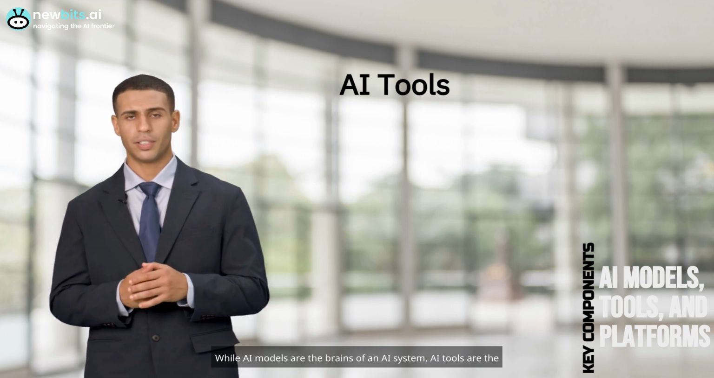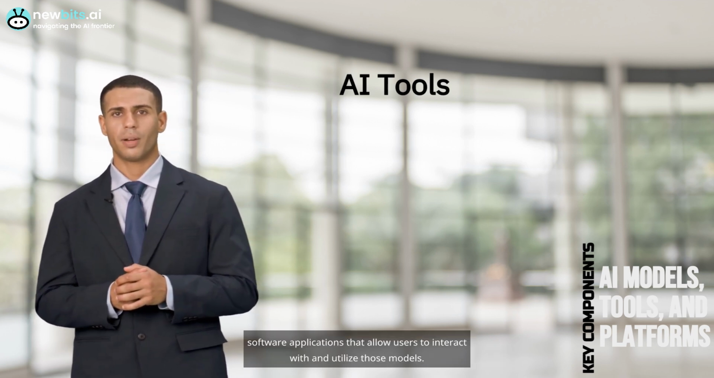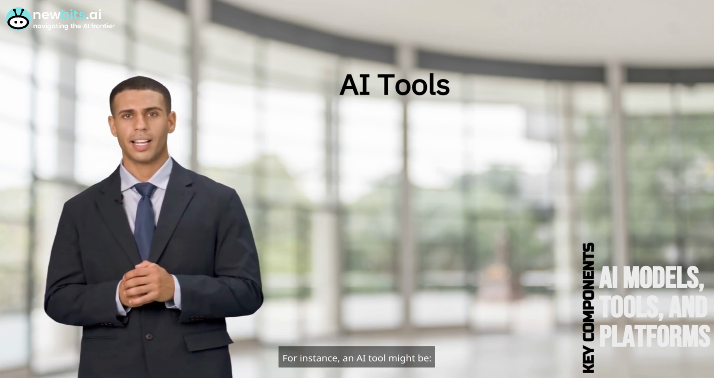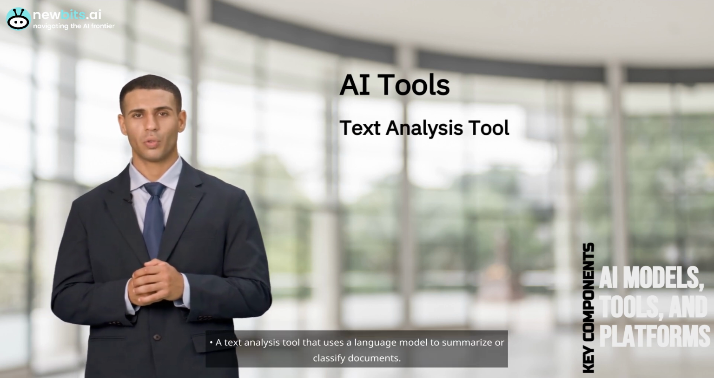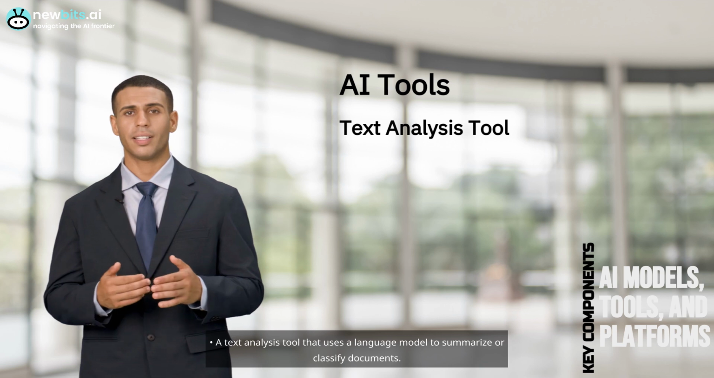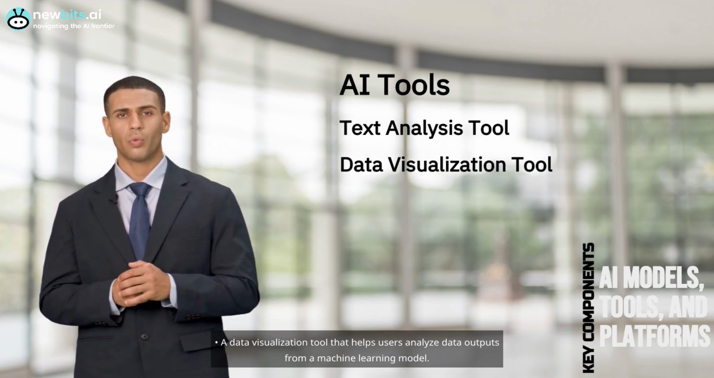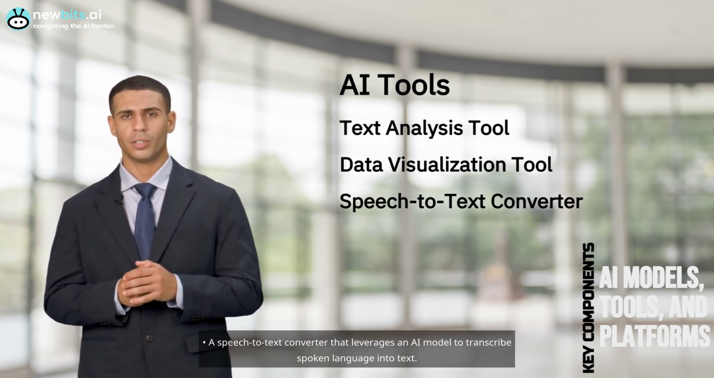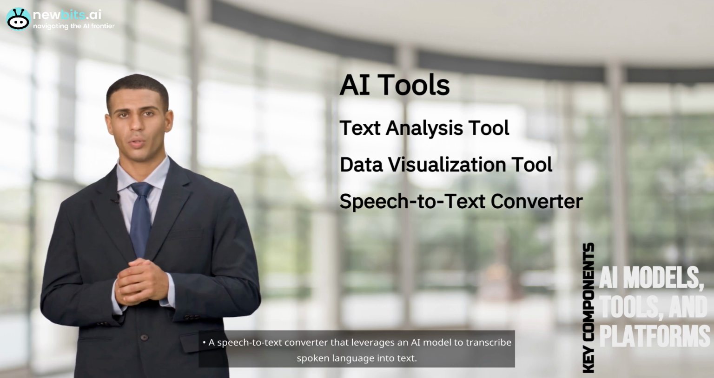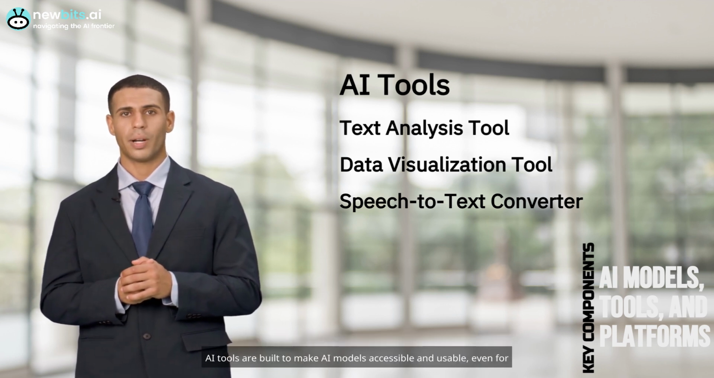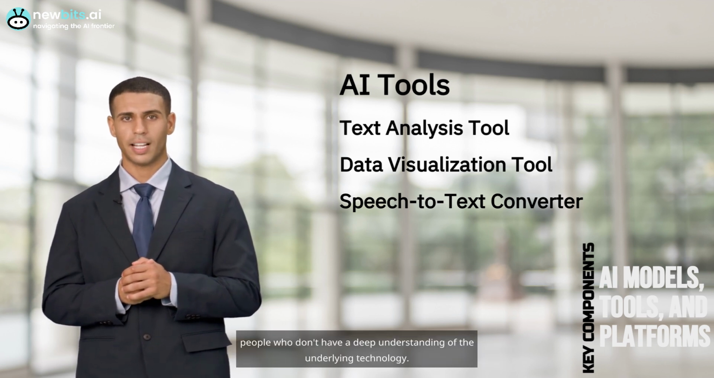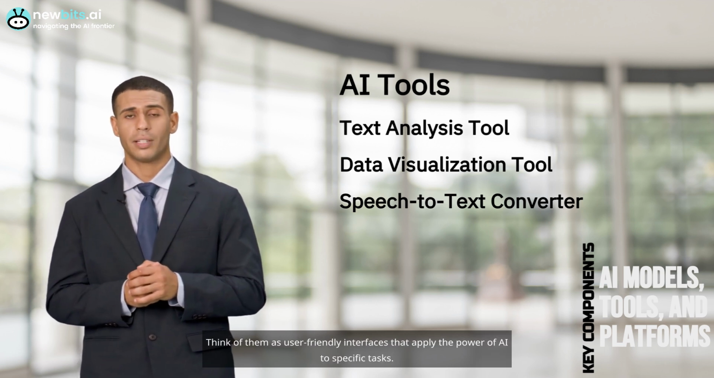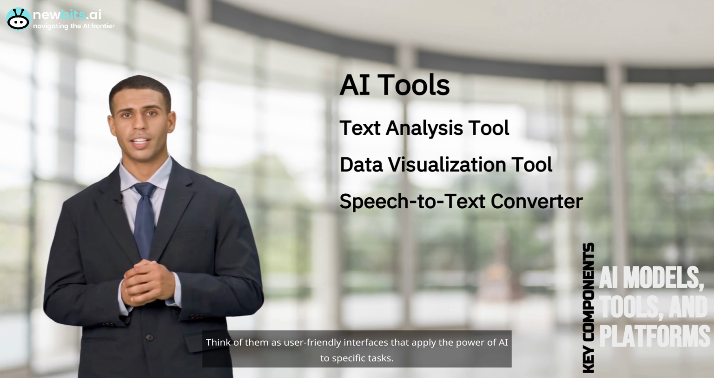While AI models are the brains of an AI system, AI tools are the software applications that allow users to interact with and utilize those models. For instance, an AI tool might be a text analysis tool that uses a language model to summarize or classify documents, a data visualization tool that helps users analyze data outputs from a machine learning model, or a speech-to-text converter that leverages an AI model to transcribe spoken language into text. AI tools are built to make AI models accessible and usable, even for people who don't have a deep understanding of the underlying technology. Think of them as user-friendly interfaces that apply the power of AI to specific tasks.